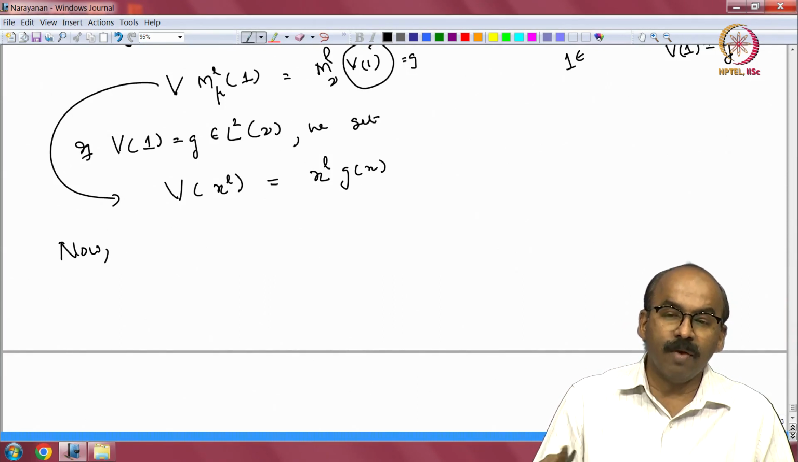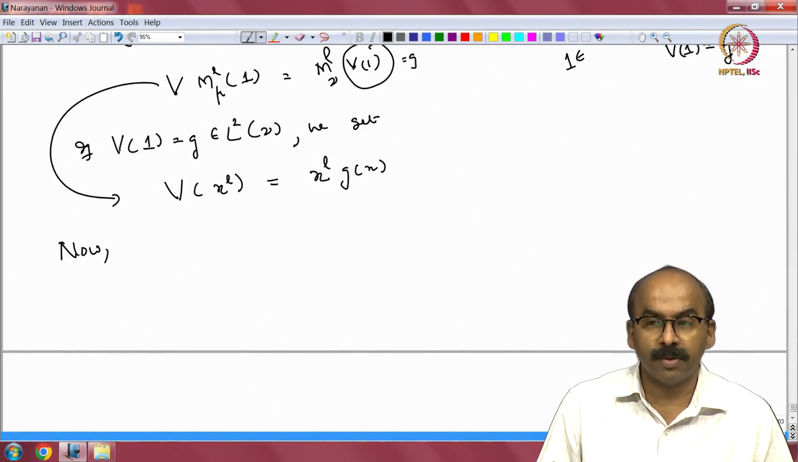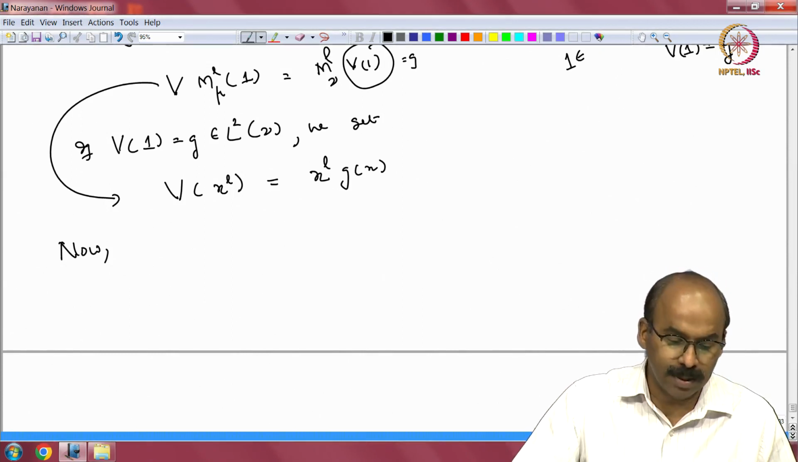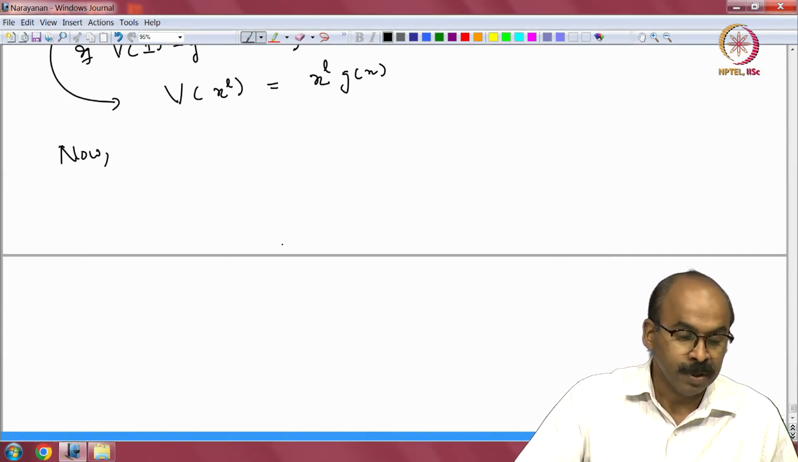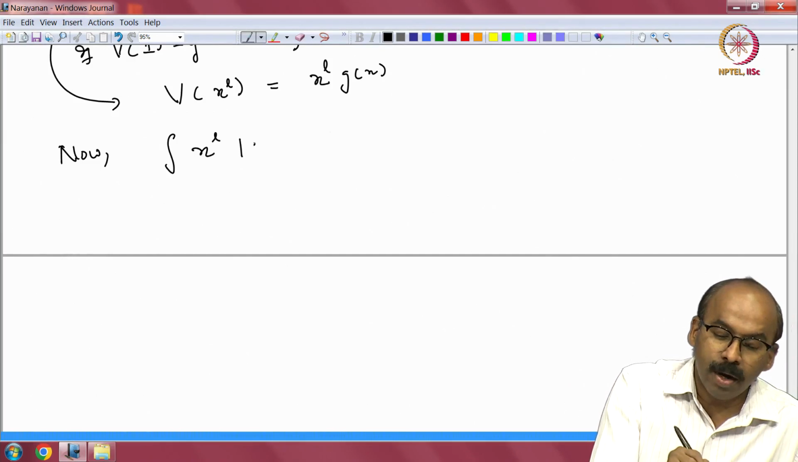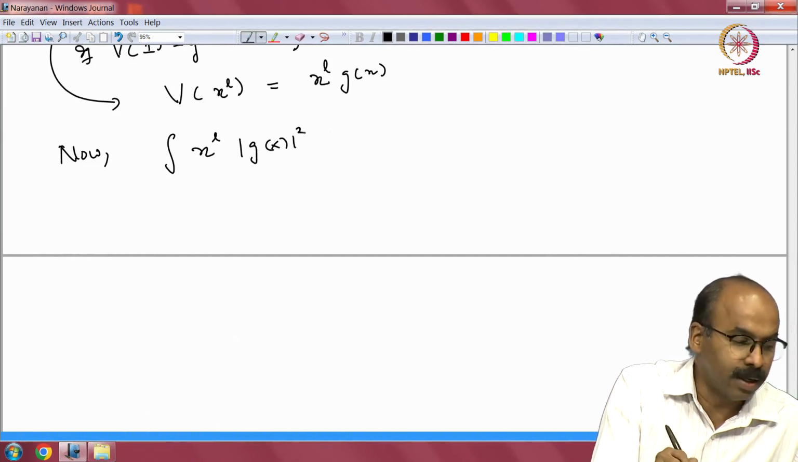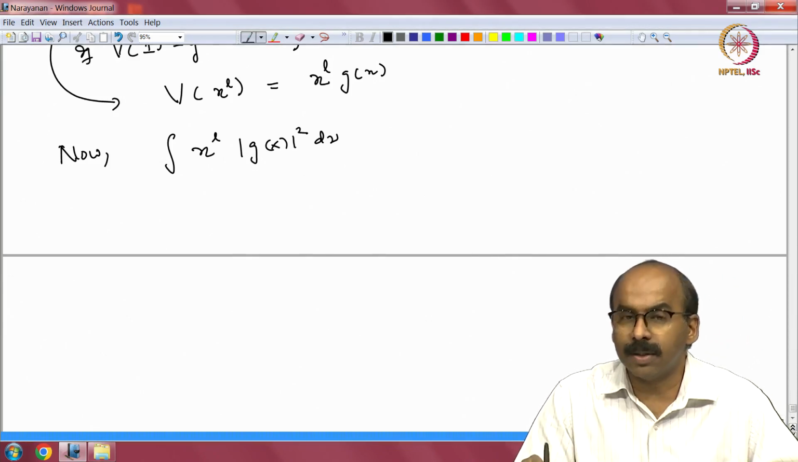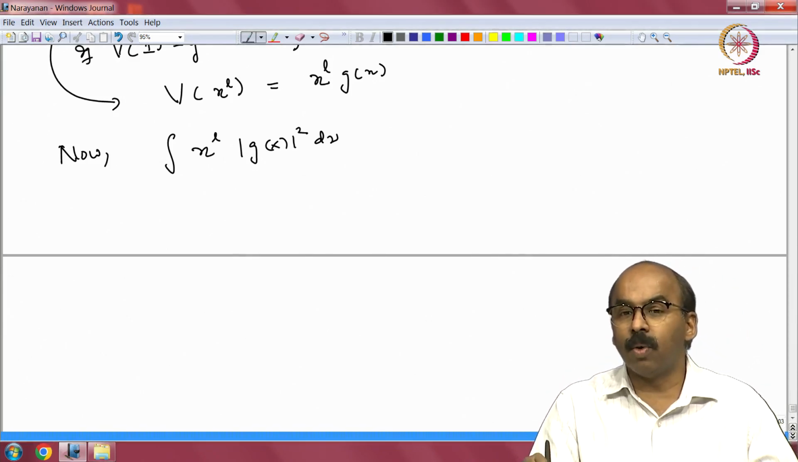We will prove one way: one measure is absolutely continuous with respect to the other measure, and use V inverse to get the same answer. So, it is enough to prove one of them. Now, if I look at the integral over x to the L mod g of x squared d nu, where nu is the measure on the right hand side, let us look at this quantity.